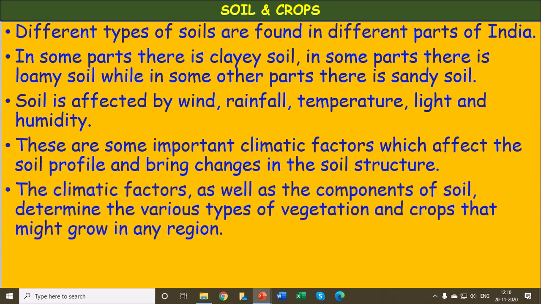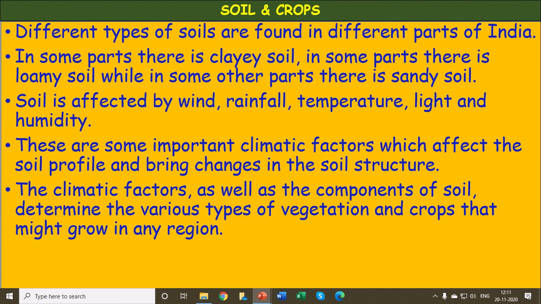Okay. The climatic factors as well as the components of soil determine the various types of vegetation and crops that might grow in any region. That's the reason why in Punjab or in some areas wheat will grow more. In north, east, south, if you compare the distribution of crops and variety of crops, the seasonal crops, Kharif and Rabi seasons, these are the two seasonal crops.